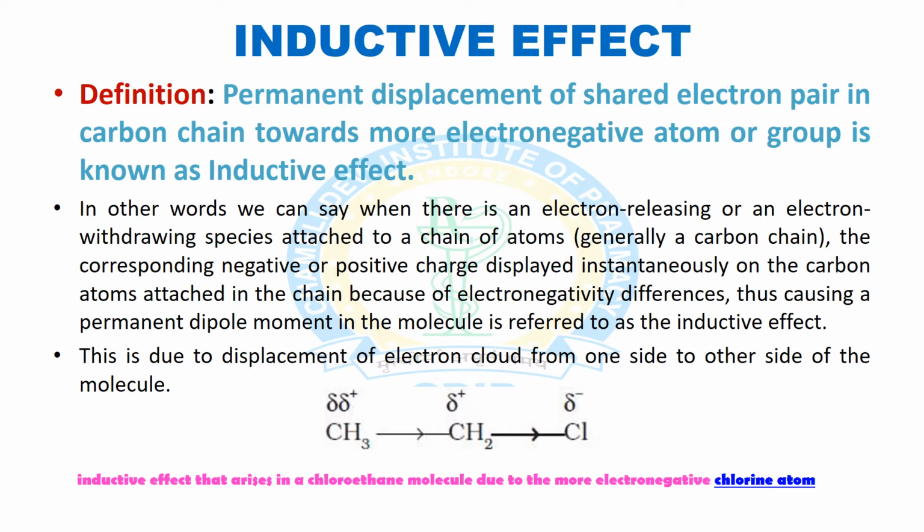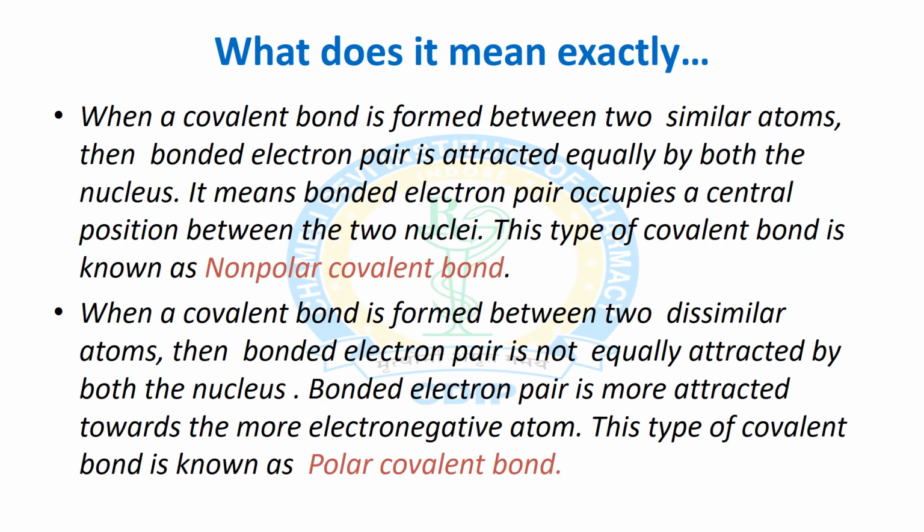Basically, in the example you can see chlorine is more electronegative than carbon, and that's why chlorine pulls the electron pair to itself, and thus it attains a partial negative charge, while carbon, which is attached to the chlorine atom, has a partial positive charge. This effect is known as inductive effect. Then we will discuss what it means exactly and how this happens.